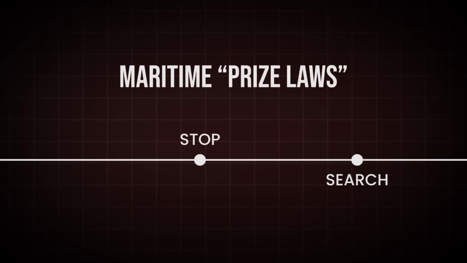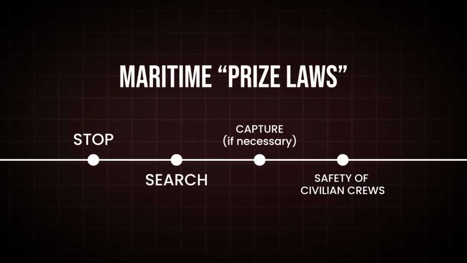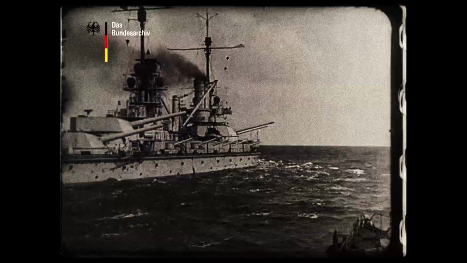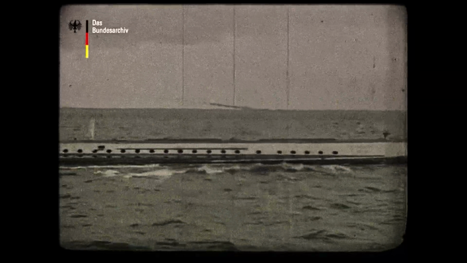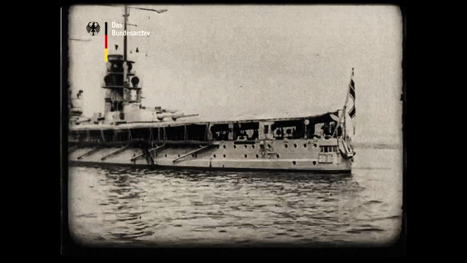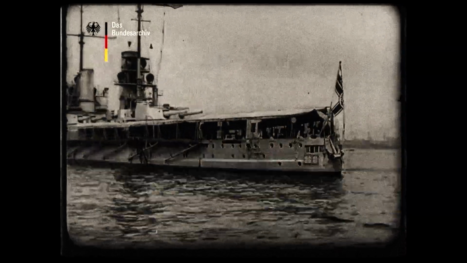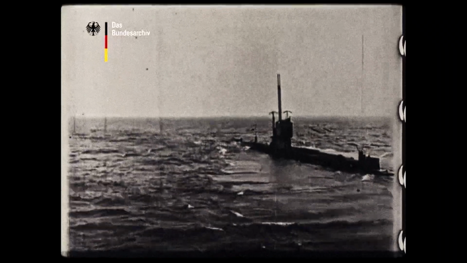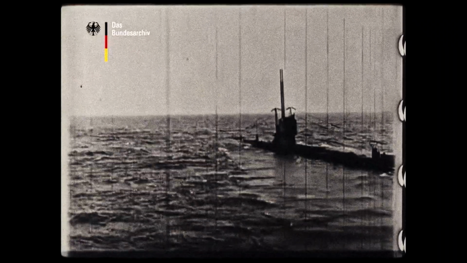Prize laws were a centuries-old legal framework governing naval warfare. They required warships to stop, search and, if necessary, capture merchant vessels while ensuring the safety of civilian crews. World War I rendered these rules increasingly impractical. Submarines, unlike surface warships, were too small to take prisoners and too vulnerable to surface safely. By 1914, many merchant vessels were armed, making compliance with prize law potentially suicidal for U-boat crews.